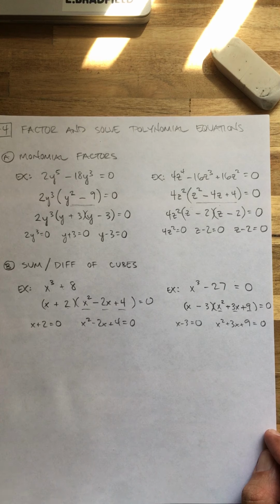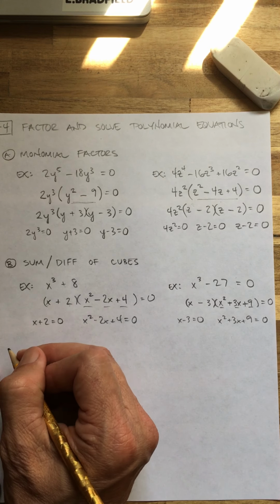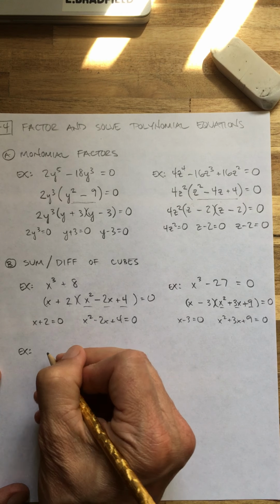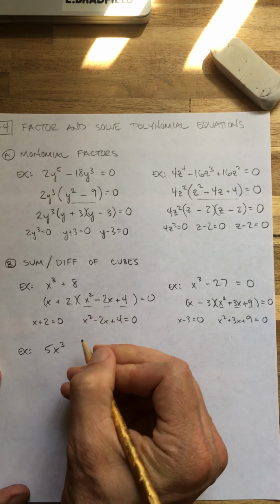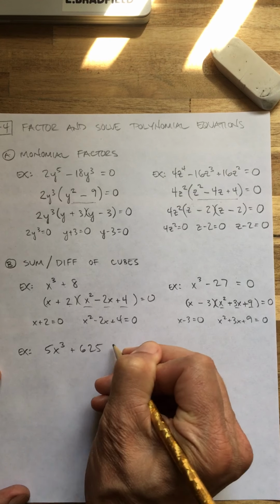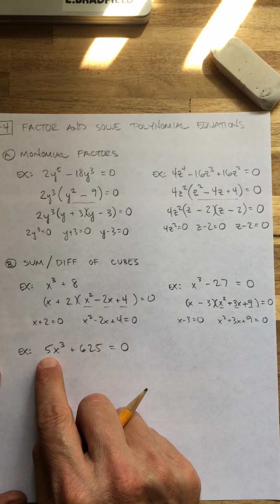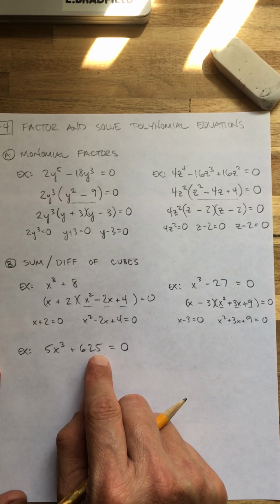All right, so let's do part C. Actually, I have another example. Let's try something like this. What if I have something like this? 5x cubed plus 625 equals 0. What would I have to do in that case? Because that's not a perfect cube. 5 is not a perfect cube, and neither is 625.